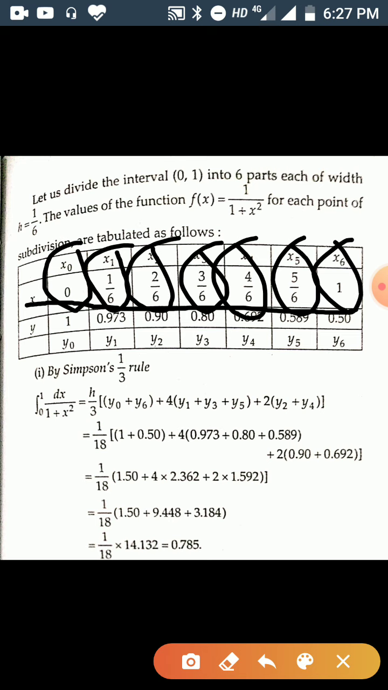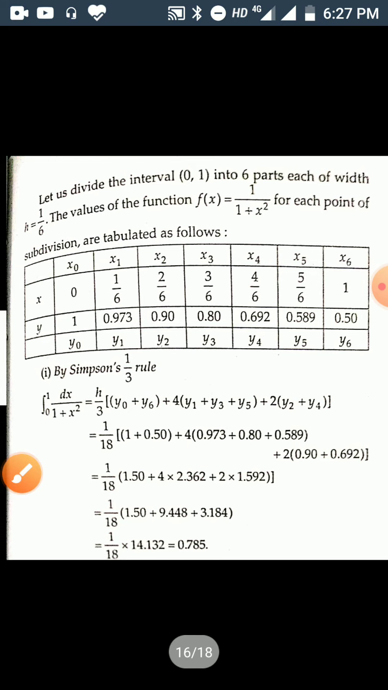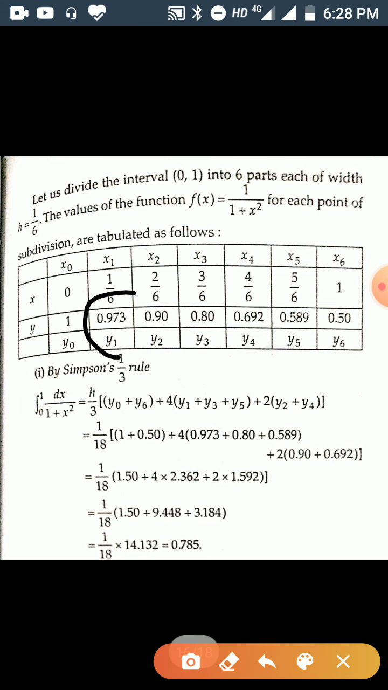Finding the value of y by using this, if x is equal to 0, we will get the value of y as 1, take it as y0. Similarly, y1 is 0.937, y2 is 0.90, y3 is 0.80, y4 is 0.692, y5 is 0.589 and y6 is 0.50.